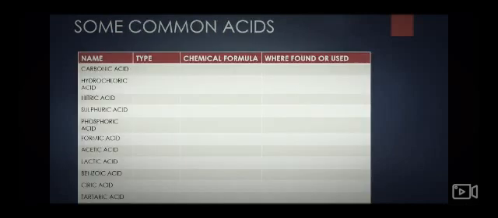Now, a small activity, students. We have named some common acids. For example, carbonic acid, hydrochloric acid, nitric acid. Now you have to give the types of these common acids, their chemical formula, and where these acids are found or used. Please try out on your own, then we can discuss the solutions.